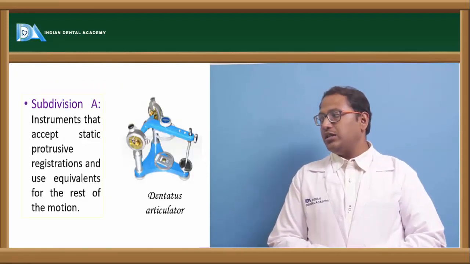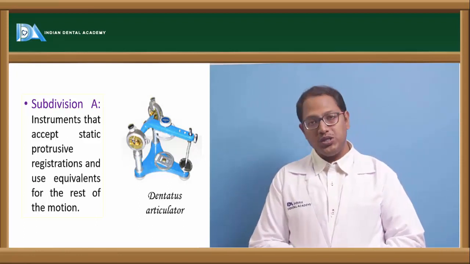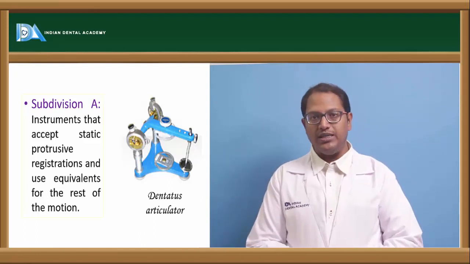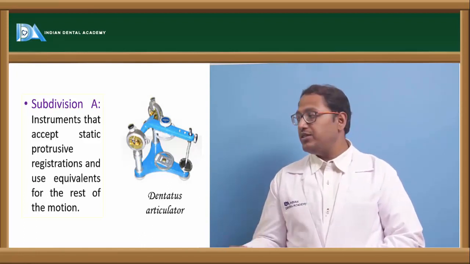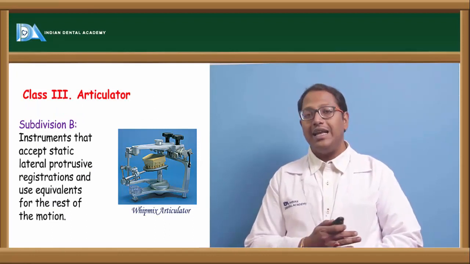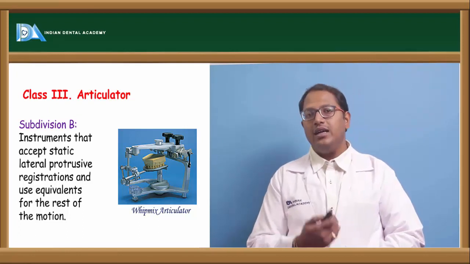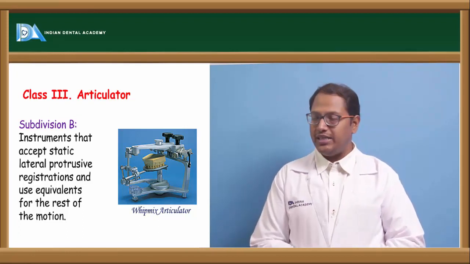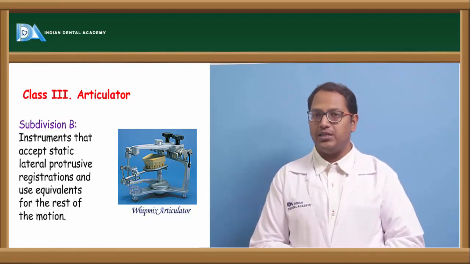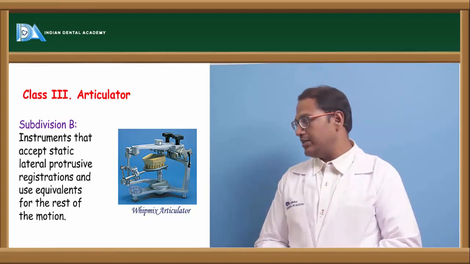Subdivision A, what are those? Those are instruments that accept static protrusive records, and they have the rest of the motion possible in that. Whereas subdivision B includes those which will also take static lateral registrations. So the left lateral, right lateral and the protrusive records can be taken in a subdivision B kind of articulator, like the Whip Mix articulators, or the Hanau Arcon H2 Whip Mix 2 articulators.